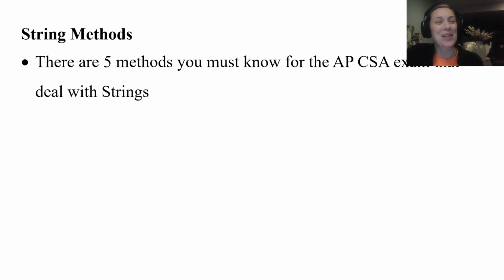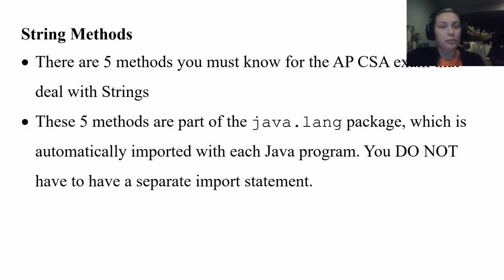Now there are 5 methods you have to know for the AP CSA exam that deal with strings. They are listed in your Java quick reference, so you will be able to see what those methods are and a description of what they do, but you'll probably use them enough throughout this course that you'll just have them memorized by the end. But just know while you're learning them, it is totally okay to look them up, to see examples of them, just so you can kind of get used to them.